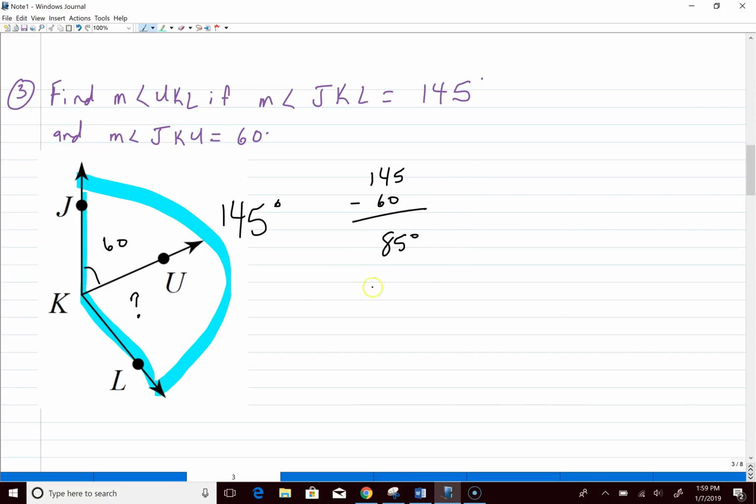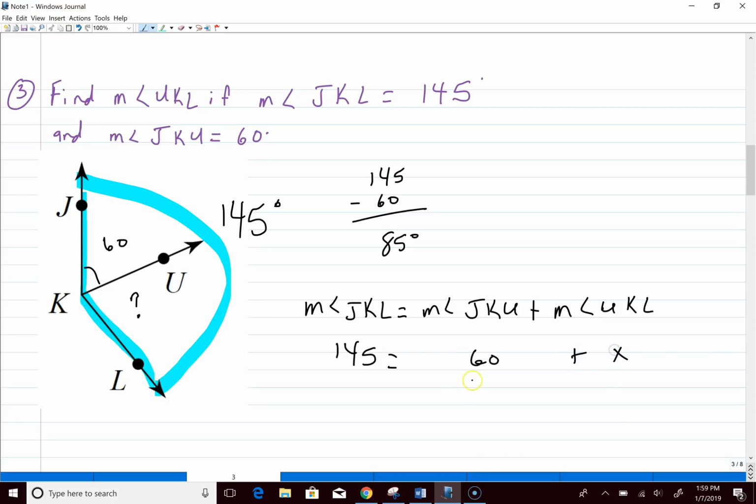Of course, written out, it would be the measure of angle, the whole angle JKL, is equal to the two baby angles when you add them. JKU, the measure of angle JKU, plus the measure of angle UKL. Okay? JKL is 145. JKU is 60. And then the UKL would be your X. So we subtract them.